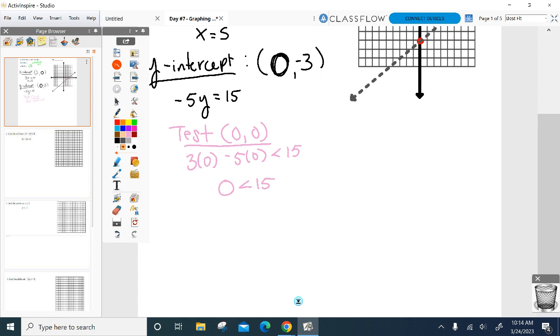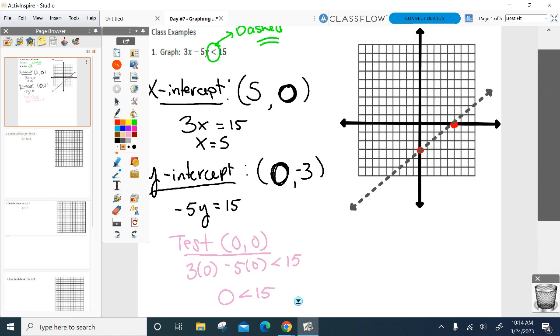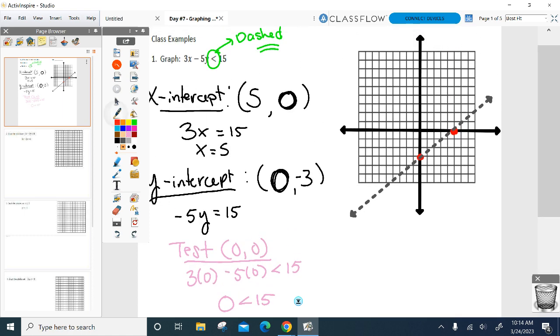All right, so if it works, go towards it. If it doesn't work, shade away. So 0 is less than 15. I grab one of my colored pencils right now, and I shade towards 0, 0 because it's a solution. Yeah, now you're starting to remember these days, huh?